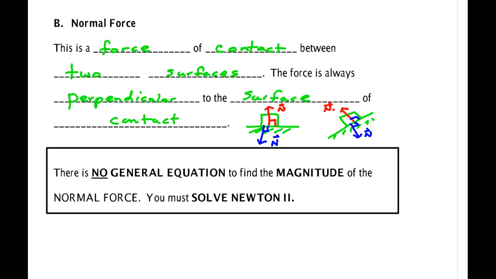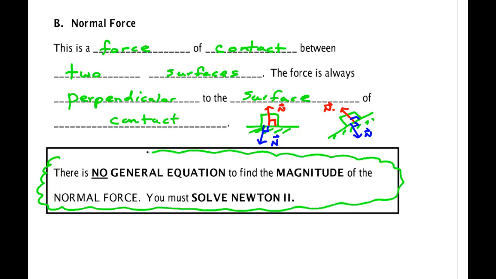Big important point here about these guys. There is no formula like W equals mg. So I can't say N is equal to something. There is no such general equation for finding the magnitude of the normal force. You have to solve Newton's law to do this. No general equation. All right.